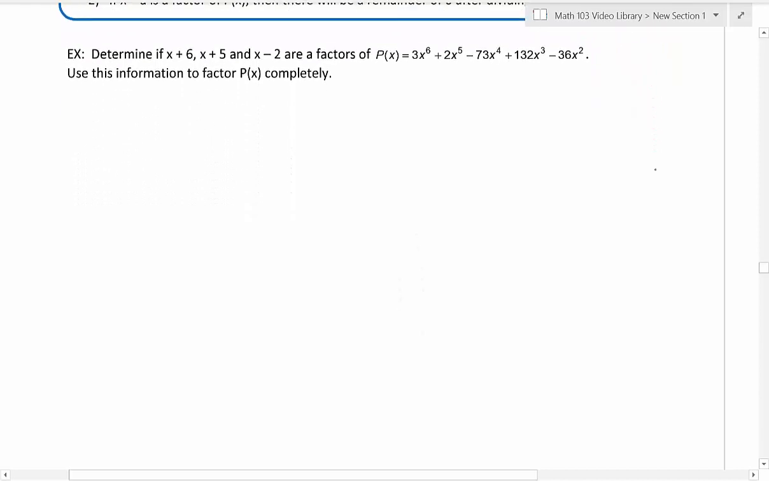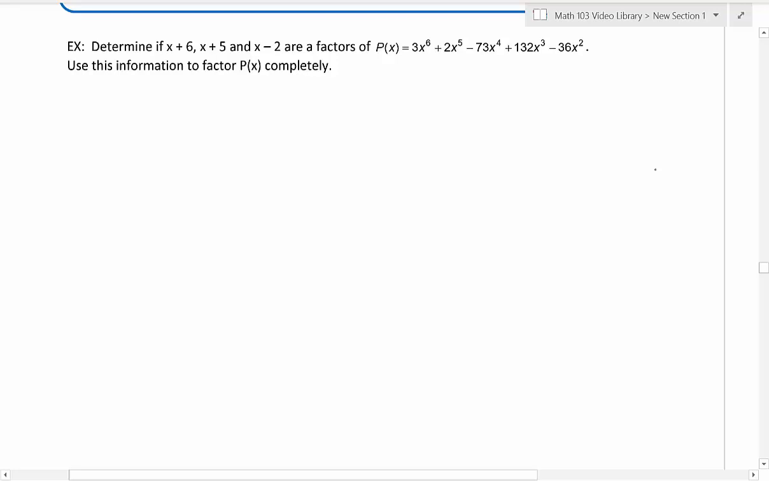So let's determine if x plus 6, x plus 5, and x minus 2 are factors of p of x equals 3x to the 6th plus 2x to the 5th minus 73x to the 4th plus 132x to the 3rd minus 36x squared. We're going to use this information to factor p of x completely. The way that we're going to determine whether these binomials are factors of p of x or not is by looking at their remainders. If they have a remainder of 0, then we know it's a factor.